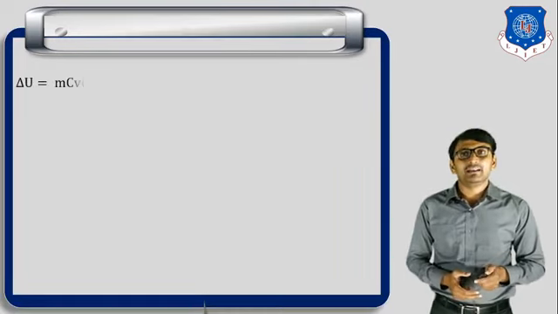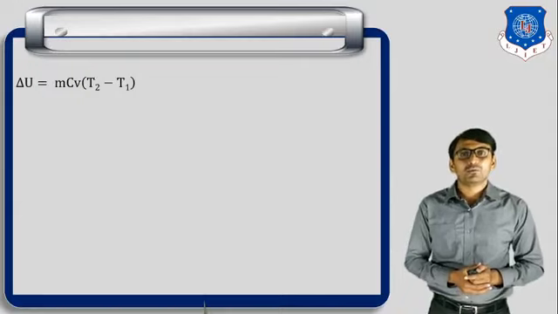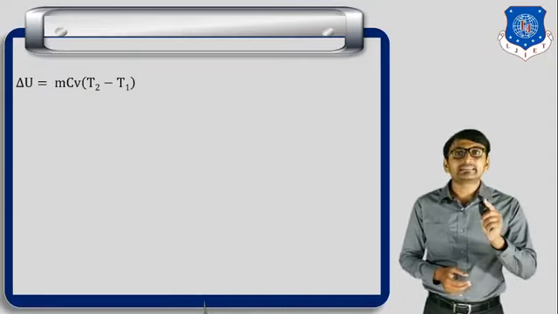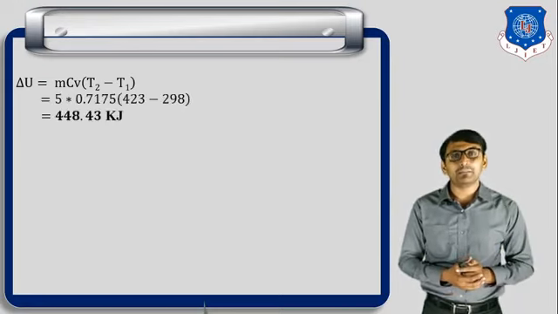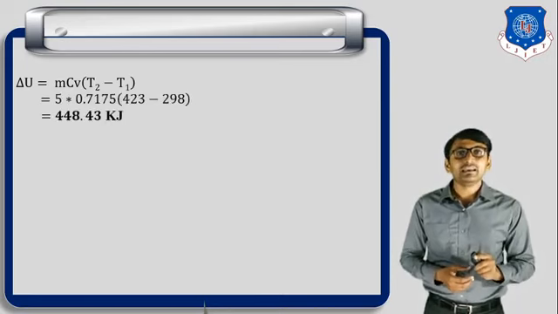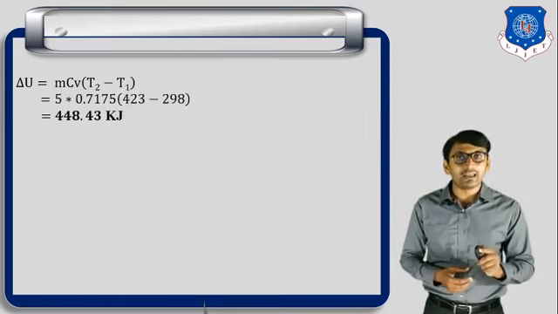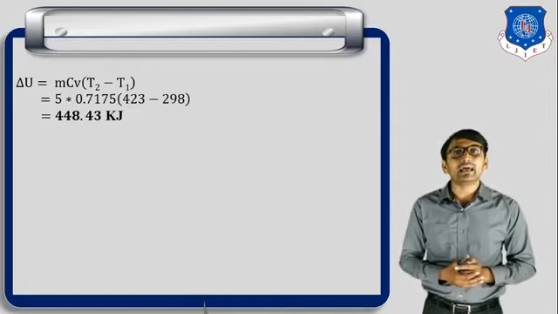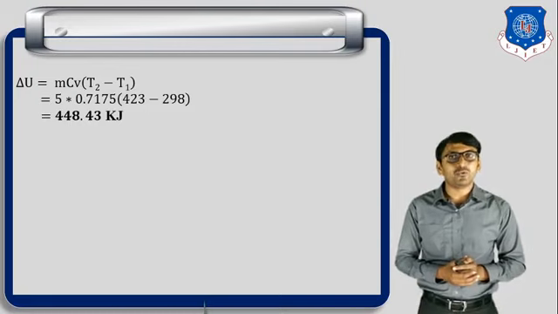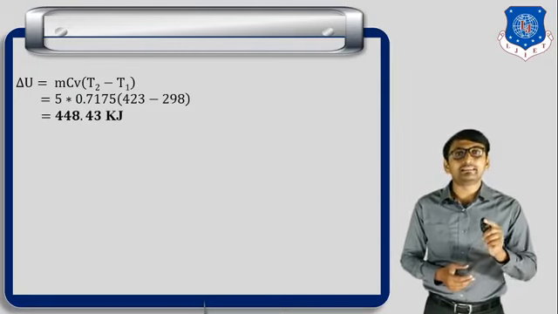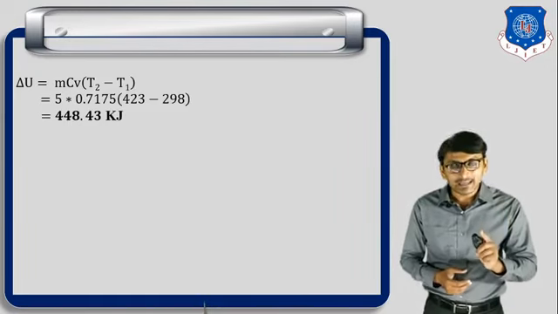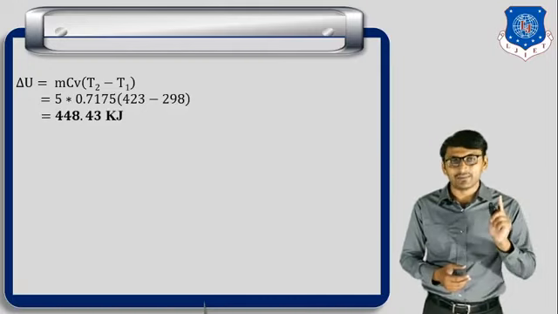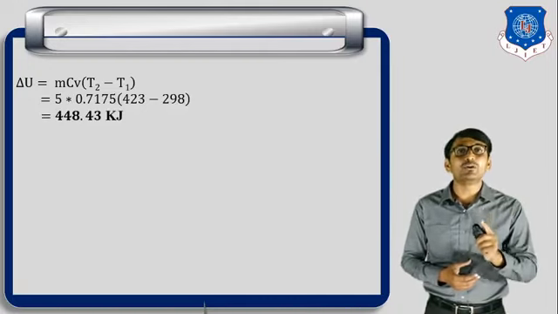Then next one, delta U, which is equal to m Cv (T2 minus T1). So by putting value m 5 kg, Cv 0.7175, temperature T2 423 and T1 298, we get value 448.43 kilojoule. Why kilojoule? Because Cv is in kilojoule per kg Kelvin. So we get unit kilojoule.